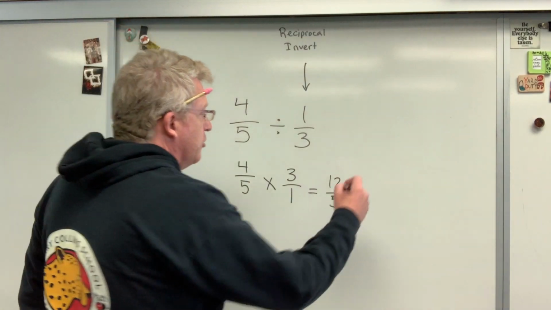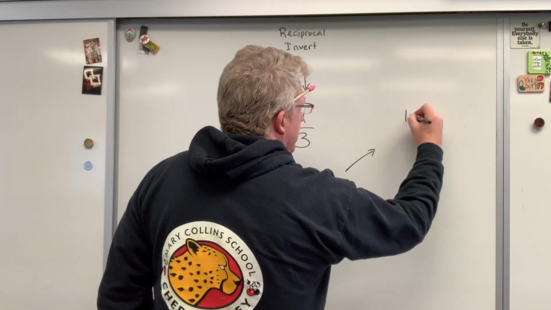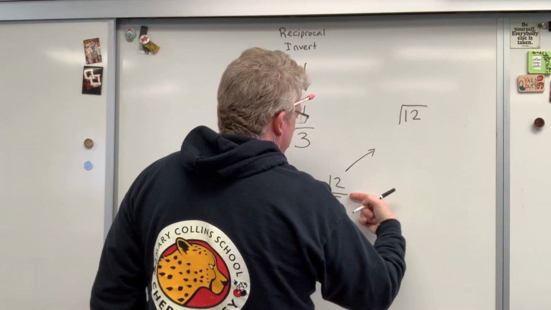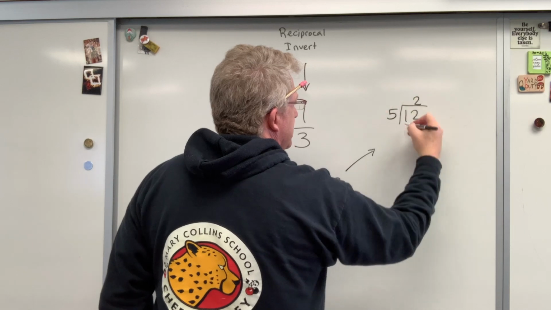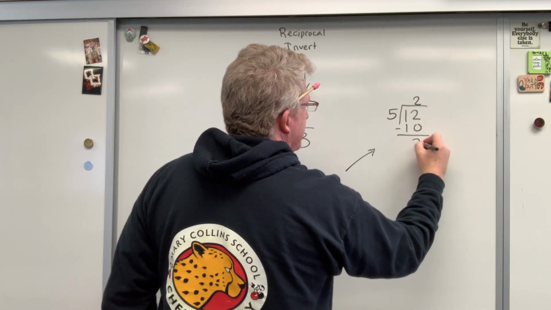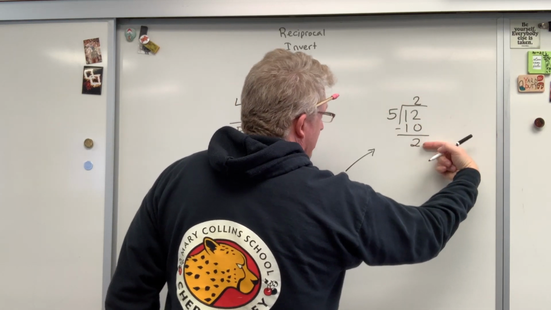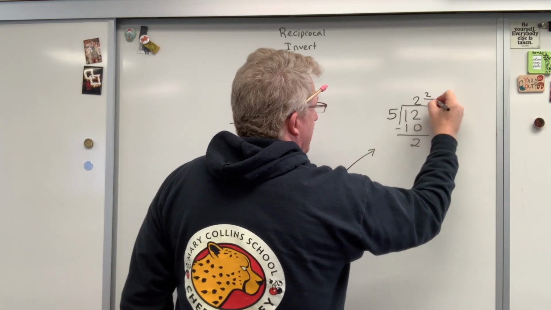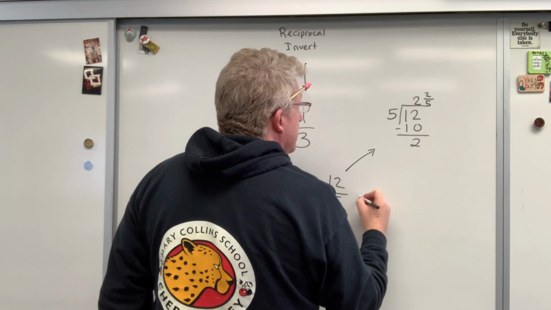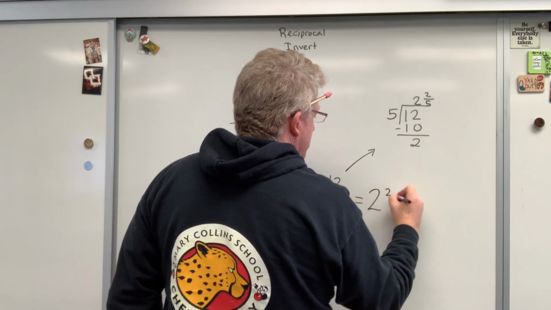So again, you can either do a division problem, 12 divided by 5. 5 goes into 12 twice. 2 times 5 is 10. Subtract. I have 2 left over. The remainder is my numerator. The denominator stays the same. Look at that. We get 2 and 2/5.